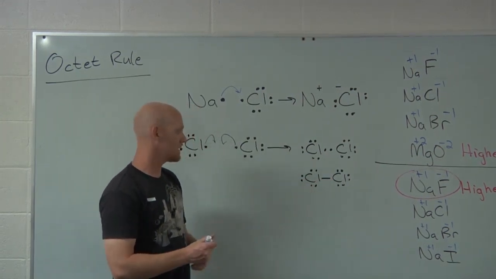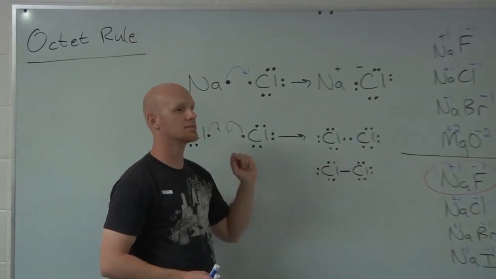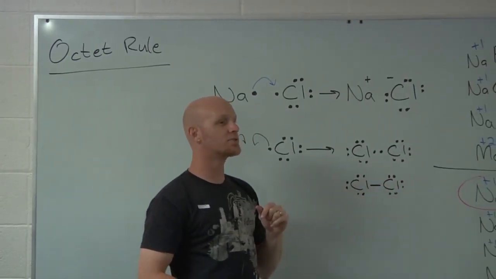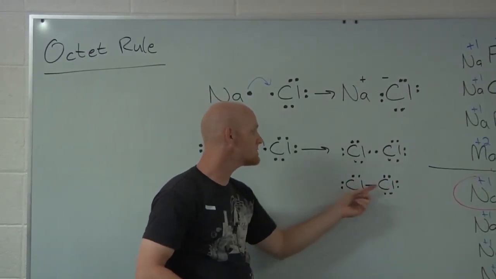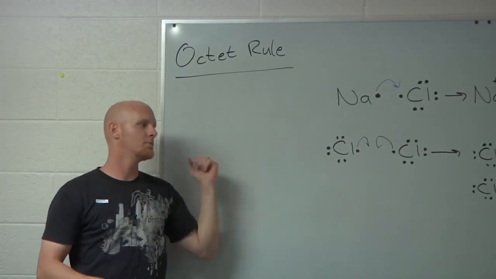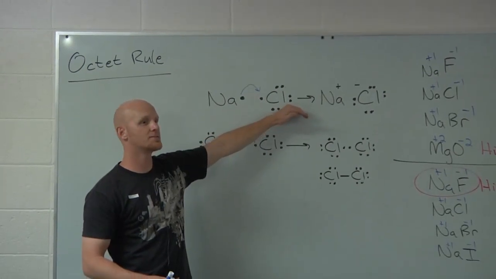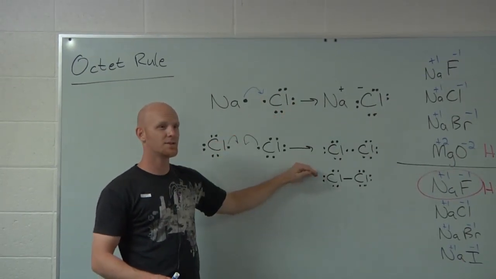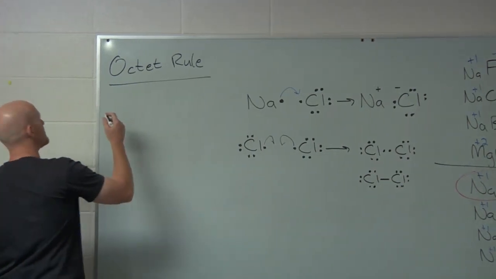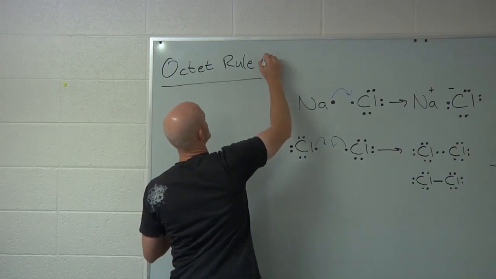But again, the goal here is that this chlorine says, yep, I got 2, 4, 6, 8 electrons around me. And this chlorine says, yep, I got 2, 4, 6, 8 electrons around me. And both of them get to say that they have a filled octet and obey the octet rule. So the octet rule is not only the nature of ionic bonding, but the nature of covalent bonding as well. Now we should talk about a couple of octet rule violations or exceptions, if you will.